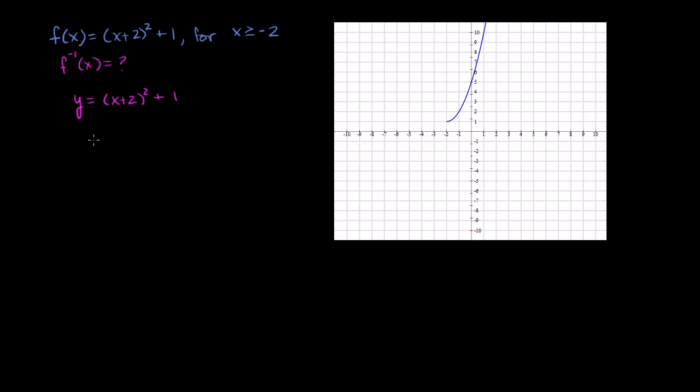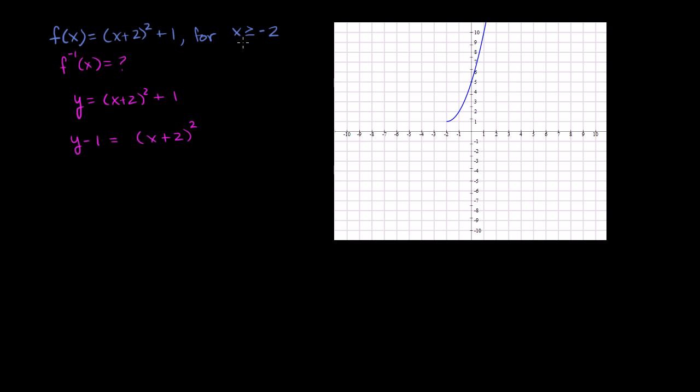So the first thing to do, we could subtract 1 from both sides of this equation. y minus 1 is equal to (x + 2) squared. And now to solve here, you might want to take the square root, and that actually will be the correct thing to do. But it's very important to think about whether you're going to take the positive or the negative square root at this step.